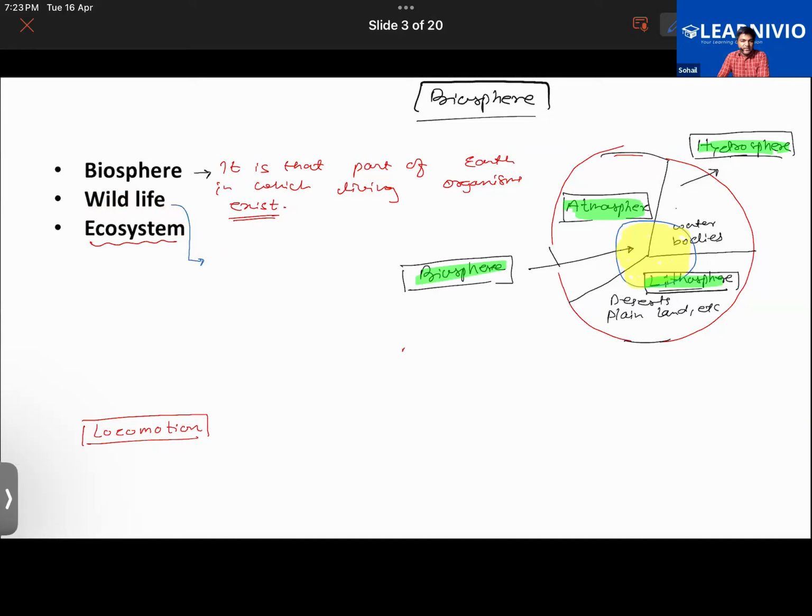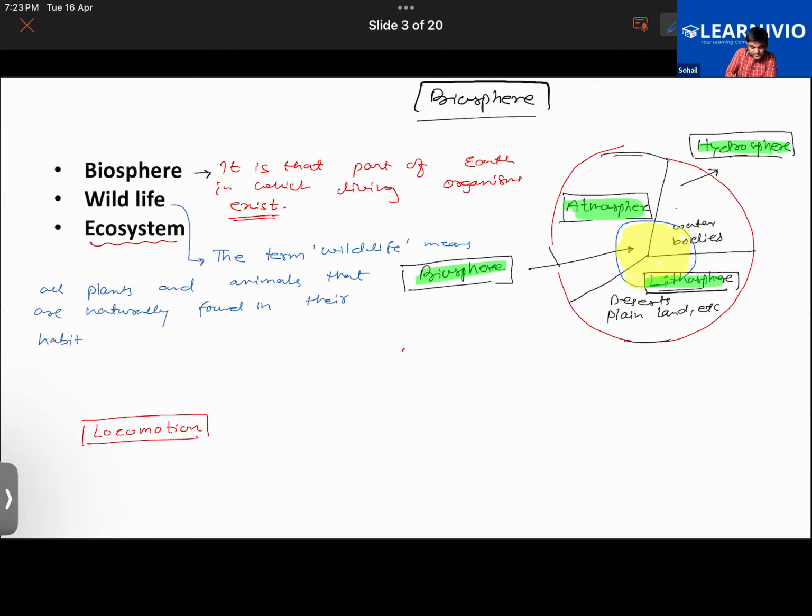Are you guys understanding what I'm trying to say? It's better that you learn. I'm writing it. Okay, now the term wildlife means all plants and animals that are naturally found in their habitats.